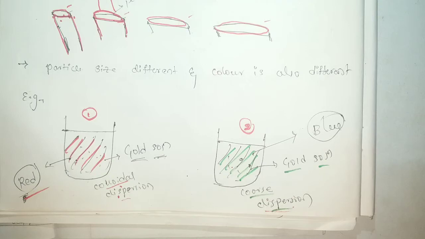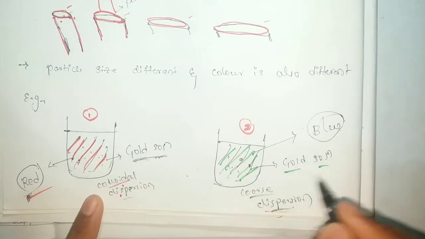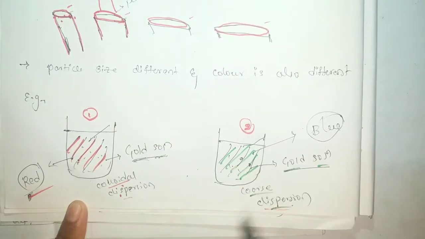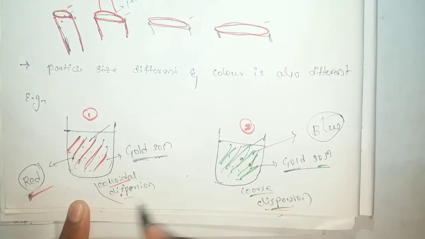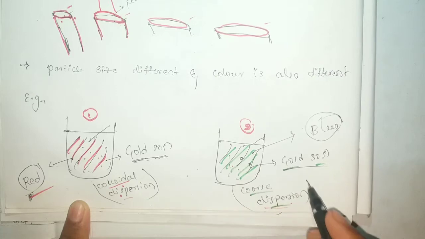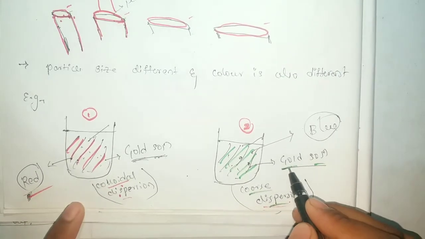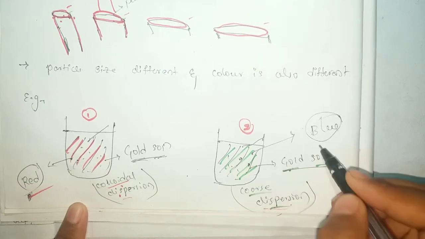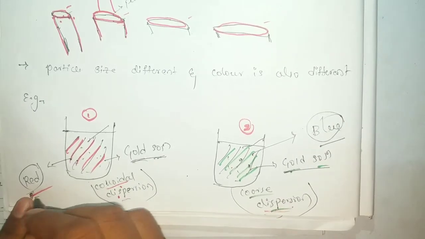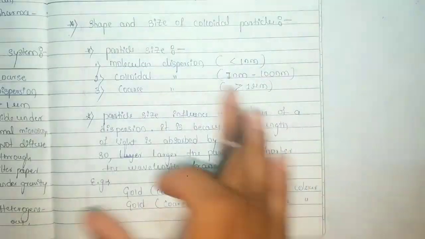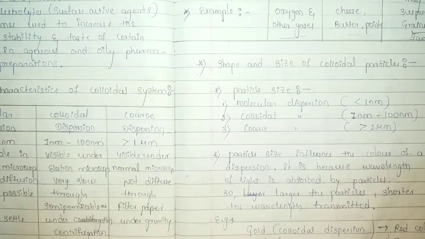Here also it is a gold solution, and here also a gold solution. We take the same solution in both, but one is a colloidal dispersion and the other is a coarse dispersion, so the color will be different. It is blue in color and it is red in color. This is the reason: depending upon the particle size, the color changes.